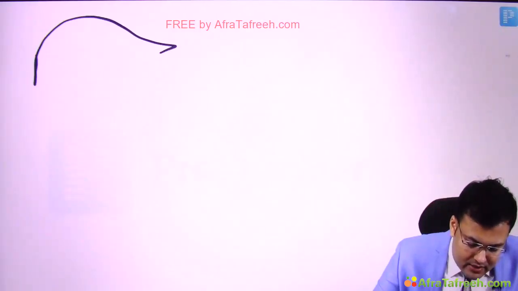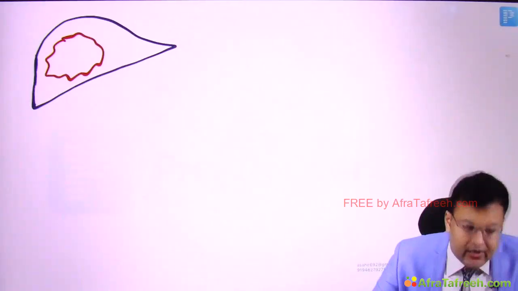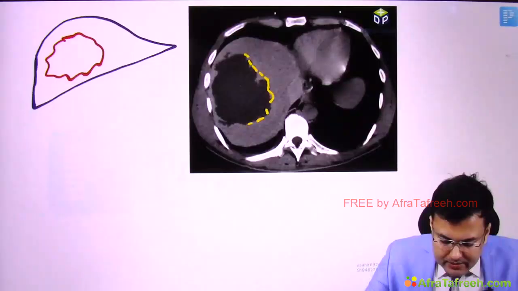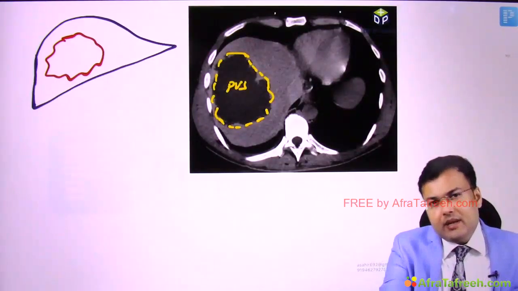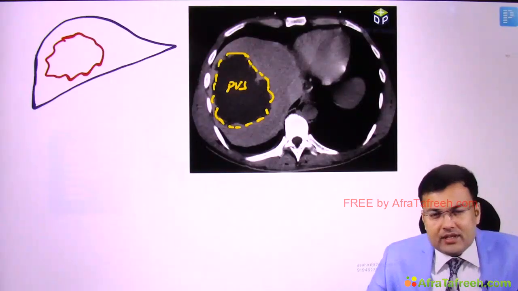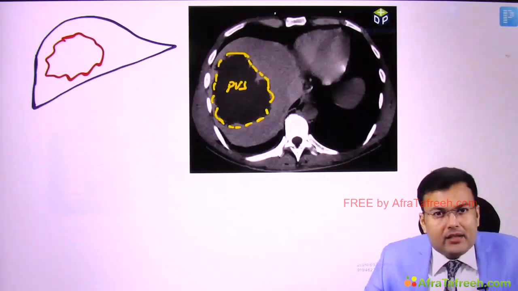Now see how a liver abscess looks. This is the liver, and in the liver there is a pus-filled cavity. Clear? So here you can see this is the pus collection. Now there are certain important points related to pus collection anywhere in the body, and we will keep on repeating this in the whole surgery subject.